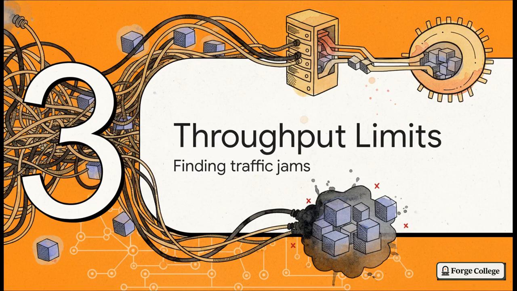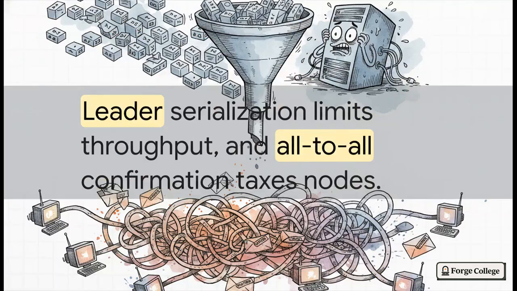Section 3. Throughput and latency limits. Finding the traffic jams. So where are the physical traffic jams in these architectures? Well, bottleneck number 1 is leader serialization. In a lot of BFT designs, a single leader node dictates the entire stream of proposals. That leader's CPU and their specific internet connection become an instant ceiling for the whole system. If the leader is slow, everybody is slow. Then we have bottleneck number 2, all-to-all confirmation.